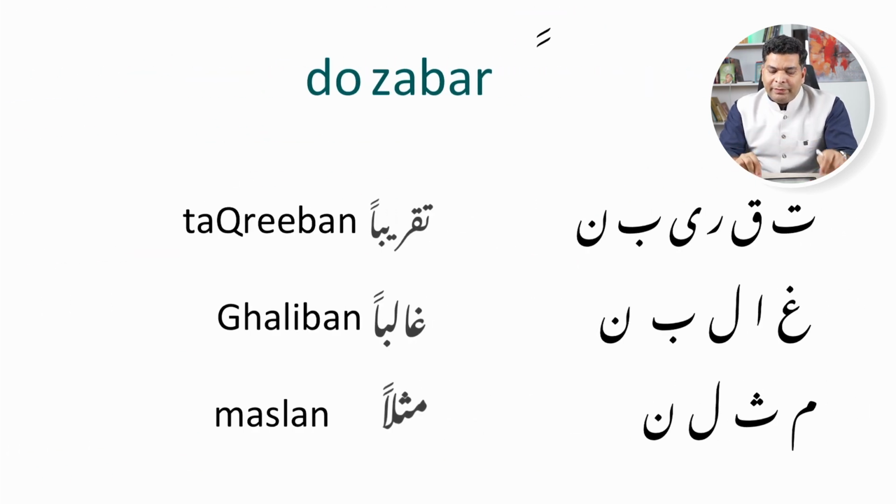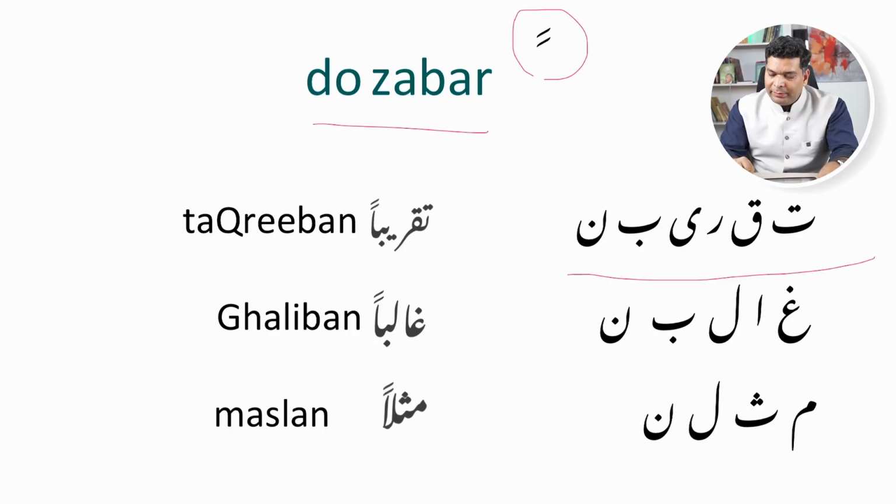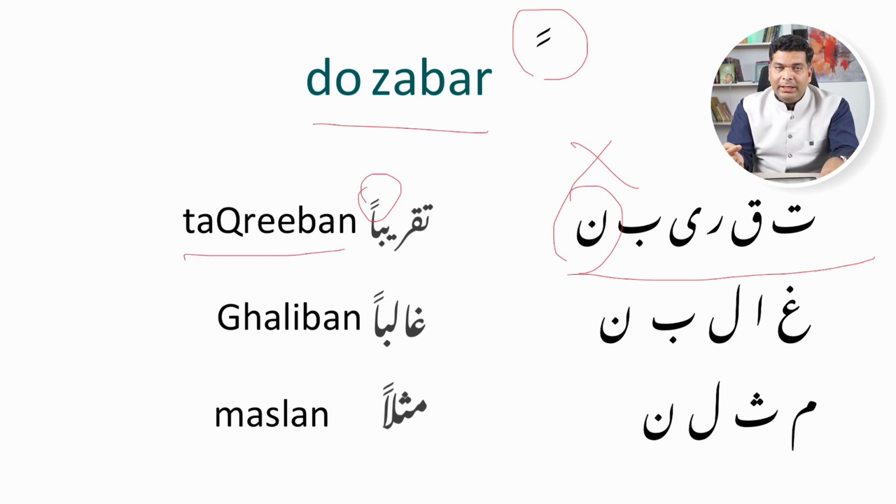Then we also have another one, similar to this, which we call do zabar, in which there are two zabars which appear on top rather than a single zabar. Now this is used to create the sound of noon at the end of a word. So for example, you have a word called taqriban, which could have te, qaf, re, choti ye, be, noon. Normally it could have, but you do not use a noon. Instead of noon, what you do is put te, qaf, re, choti ye, be, alif, and you put this do zabar on top, and this gives it the sound taqriban.